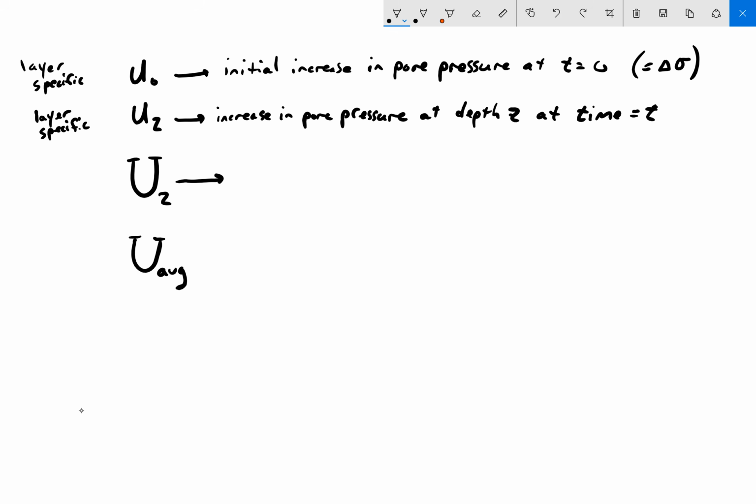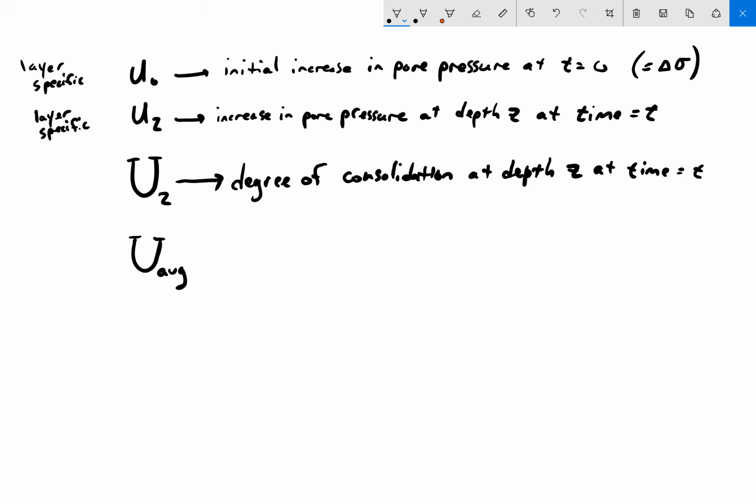Big U sub Z, okay, this is the degree of consolidation at depth Z at time equals t. And again, that's layer specific. So it changes depending on which sublayer you're in the soil. Think of this again as your progress bar. How far along consolidation am I? 0% to 100%. It's going to be anywhere in between.